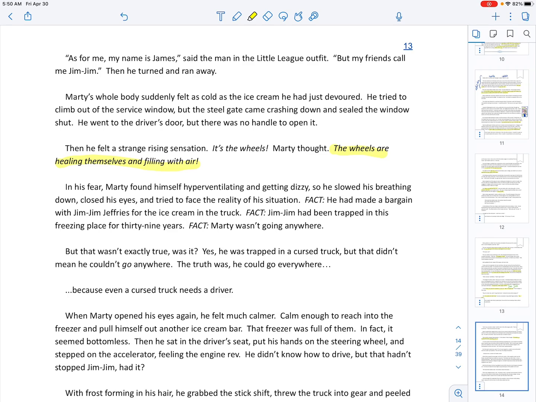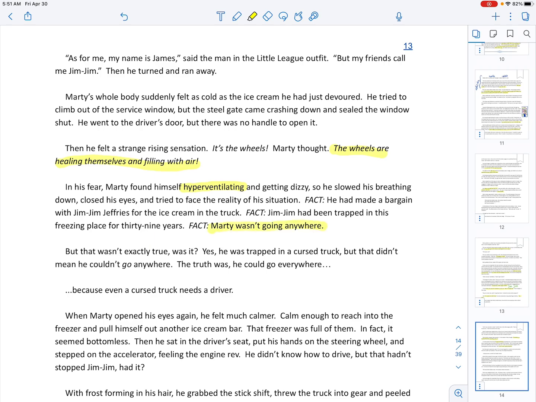In his fear, Marty found himself hyperventilating and getting dizzy. Hyperventilating is when you get very short of breath because you're panicking. So he slowed his breathing down, closed his eyes, and tried to face the reality of the situation. Fact. He had made a bargain with Jim Jim Jeffries for the ice cream in the truck. Fact. Jim Jim had been trapped in this freezing place for 39 years. Fact. Marty wasn't going anywhere.